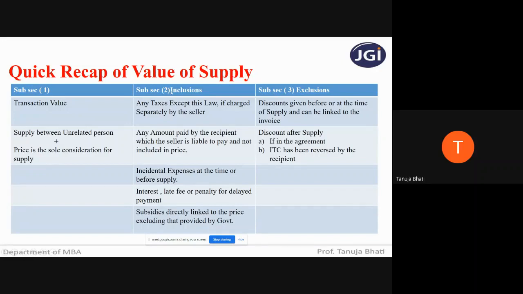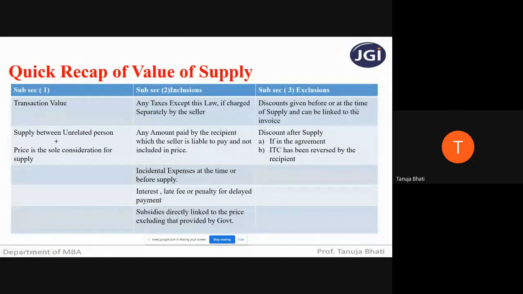Next, we saw section 15, subsection 2, which states what all should be included in this transaction value. Any taxes except GST, any amount which the supplier was liable to pay but which was paid by the recipient, incidental charges either at the time or before supply, interest, late fee, penalty for delayed payment, subsidies directly linked to the price excluding government subsidies. Then section 15, subsection 3 says what all should be excluded from this transaction value. When I say excluded, it means minus, deducted.